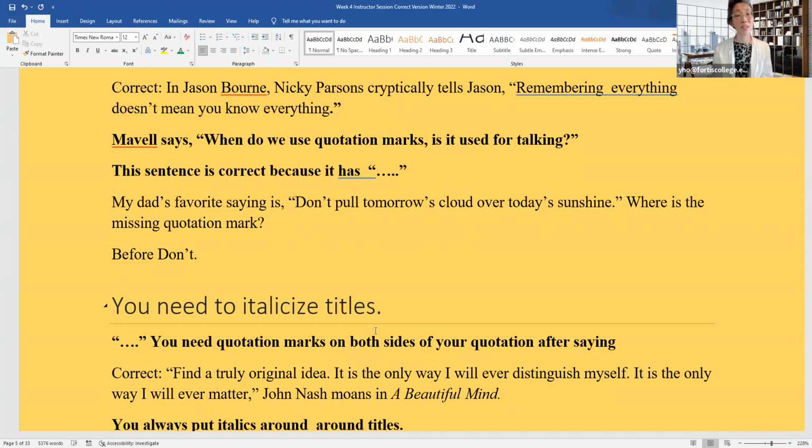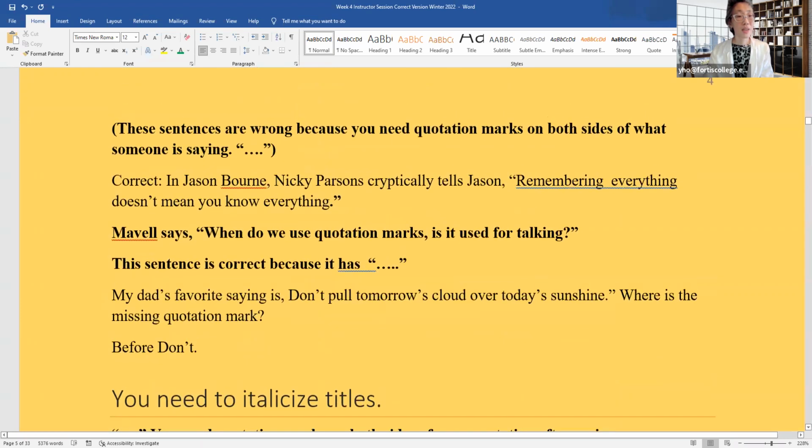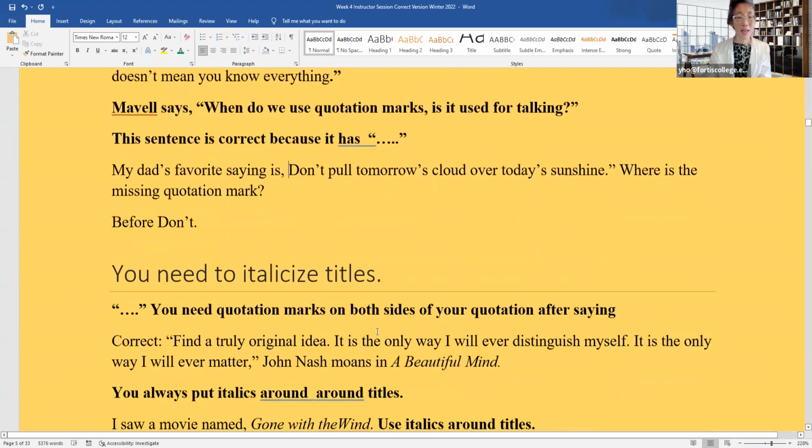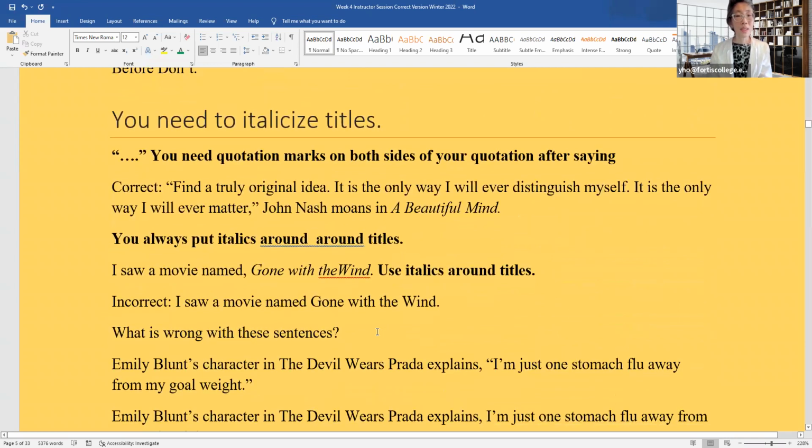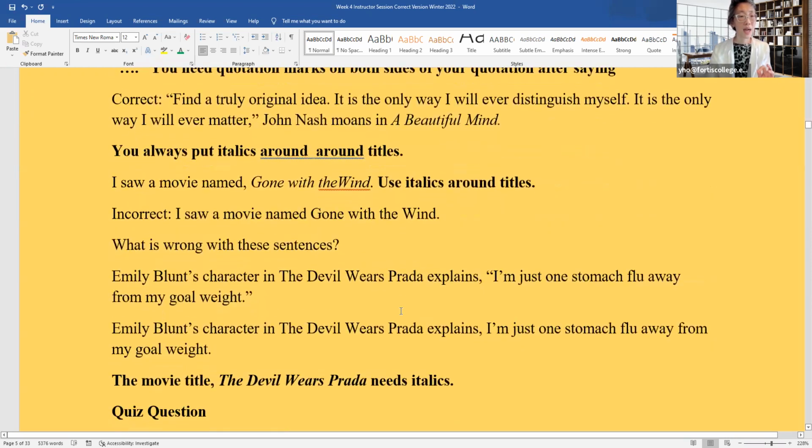My dad's favorite saying is, okay? My dad's favorite saying is, don't worry, live happy, or something like that. Always be happy, that's it. So, does everyone understand the first quotation, the first rule is you got to have both quotation marks around what people are saying. That's good, right? That's the first rule. Next rule, you need to put italics.